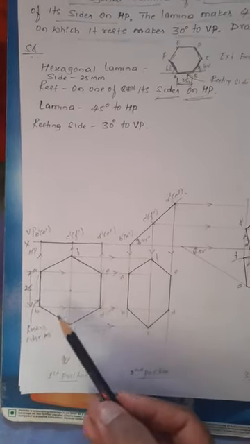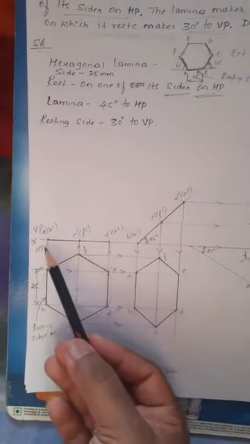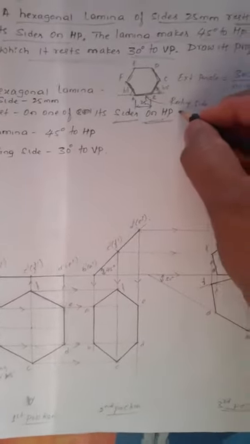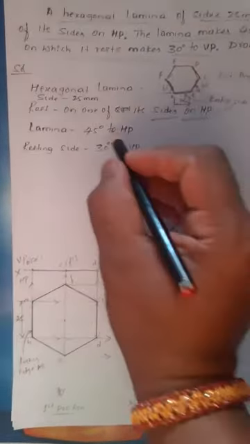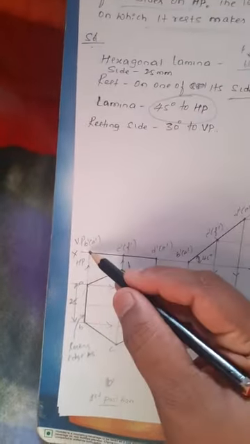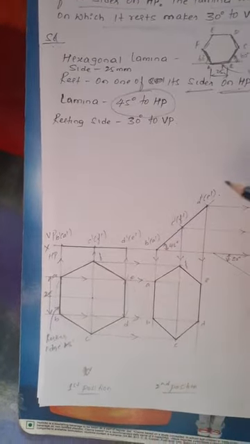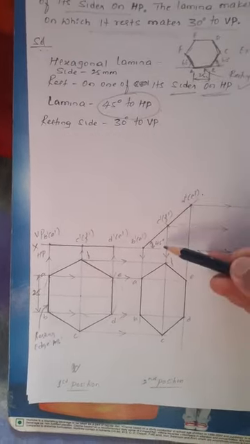Once you draw the first position, the top view, project all the corners upward. That gives the first position front view. That completes the first condition. Next, make the lamina 45 degrees to HP. Whatever the data given with respect to HP, I want to show in VP. Take a convenient distance. The resting edge is AB, with B dash, A dash. Take that point and draw a 45 degree line with respect to the XY line.